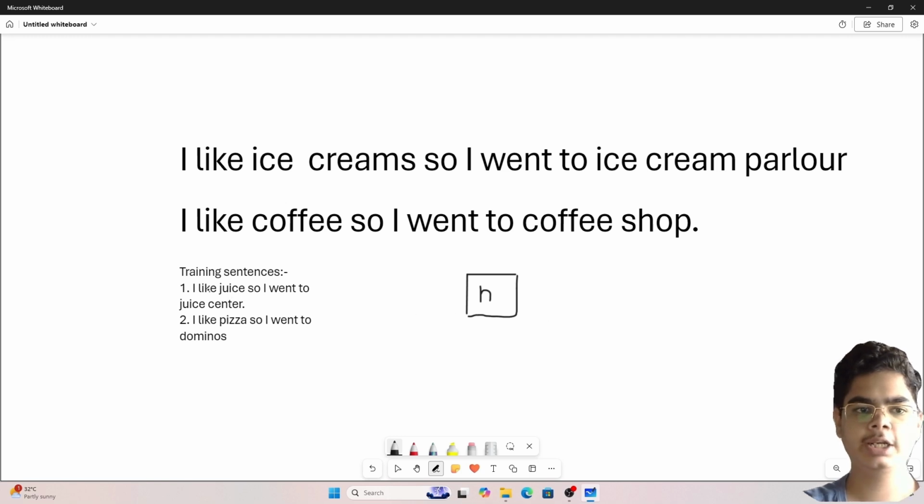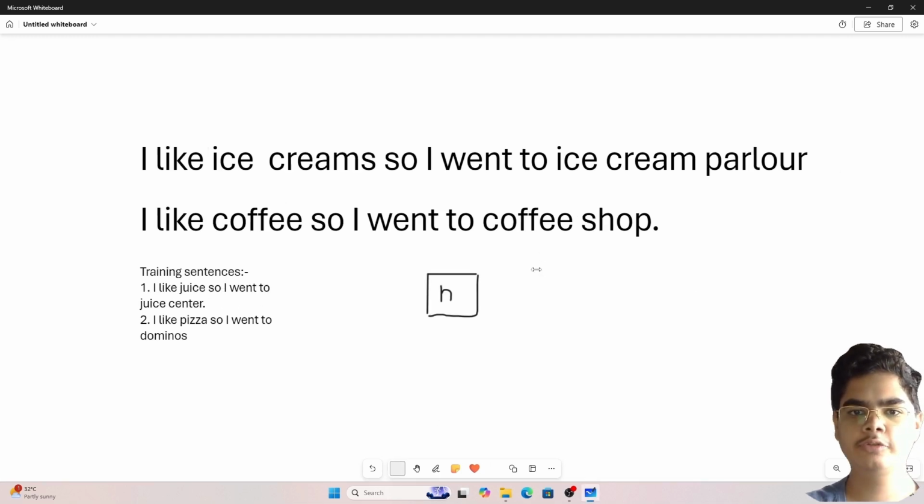Now if you analyze these two sentences, there are two sequences in each sentence. The first sequence is I like something. Now this something can be juice, pizza, ice cream or even coffee. And the second sequence, which is also a pattern of words, is so I went to. As you can see, this sequence is repeated in these two sentences and also in our training sentences.